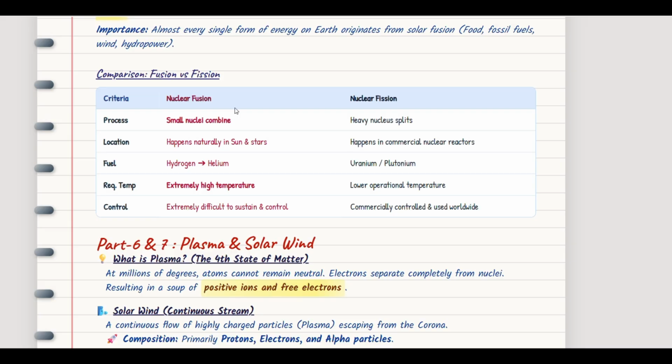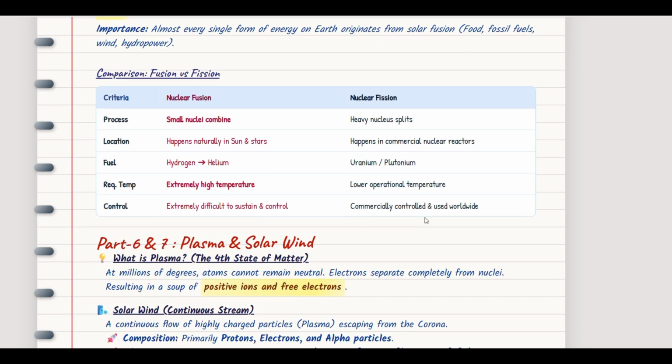Now, comparison between fusion and fission. Nuclear fission happens in the nuclear reactor, remember guys. Nuclear fusion happens in the sun. In fusion, small nuclei combine to form a bigger atom. In fission, the heavy nucleus splits. Fusion happens in the sun and stars; fission happens in commercial nuclear reactors. Fusion's fuel is hydrogen to helium, and fission's fuel is plutonium and uranium. Fusion requires extremely high temperature and is difficult to sustain and control. Fission is commercially controlled and used worldwide.